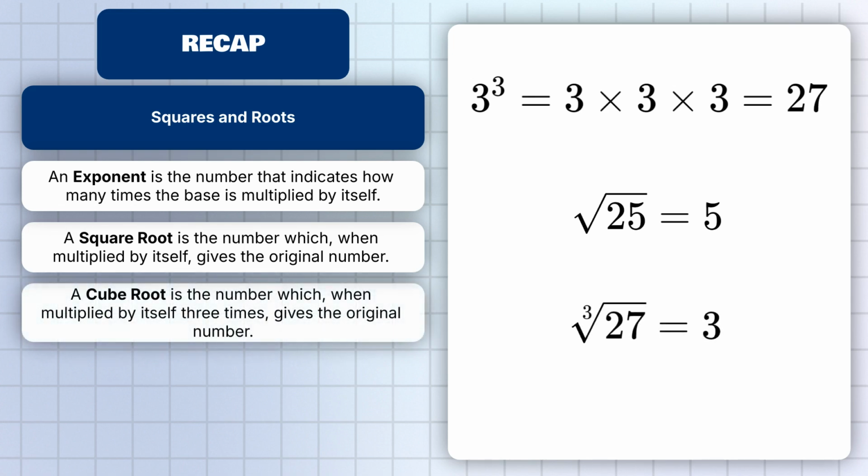Finally, a cube root is the number which, when multiplied by itself 3 times, gives the original number. For example, the cube root of 27 is 3 because 3 times 3 times 3 is 27. Great. Now let's move on to estimating powers and roots.